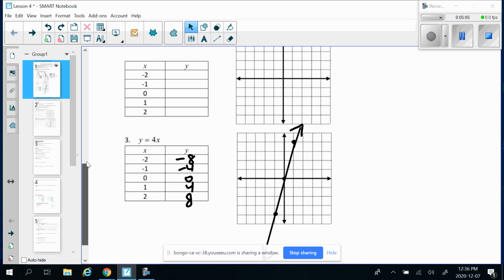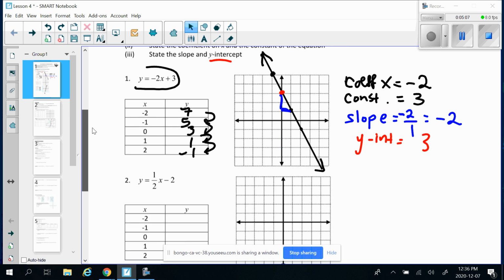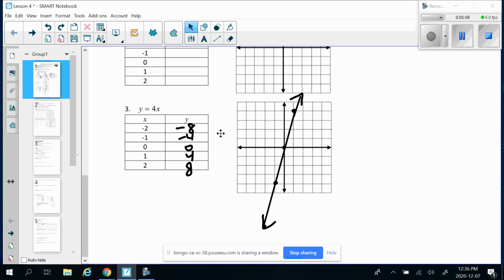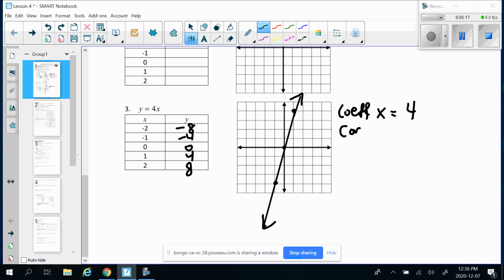And it asked us to determine the coefficient of x and the constant. Okay, so according to the equation over here, the coefficient of x is 4. And the constant, wait a second, there is no constant because it's missing from here. There's nothing here. So I can say that the constant is 0. And what else did it ask us to do?